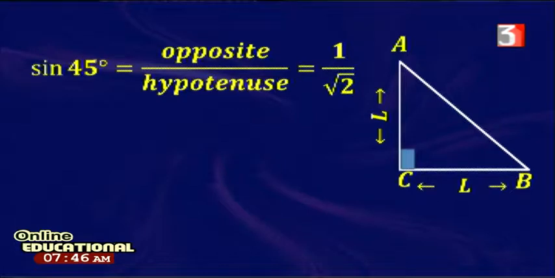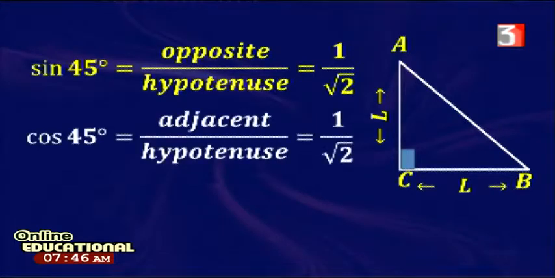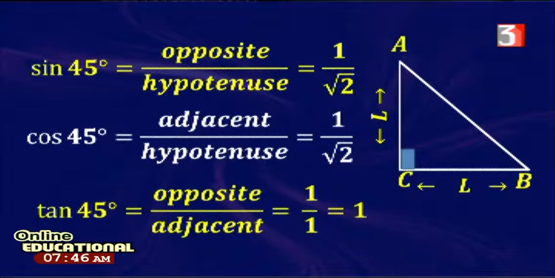By the same way, what about cosine 45? It is adjacent over hypotenuse. The ratio of the adjacent is 1. The ratio of the hypotenuse is root 2. So cosine 45 degrees equals 1 over root 2. And tan 45 by the same way, opposite over adjacent. The side opposite to the angle of 45, its ratio is 1. And the adjacent, its ratio is 1. So 1 over 1 will give a result of 1. And here we can say that tan 45 degrees equals 1.